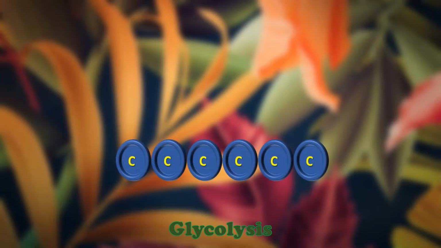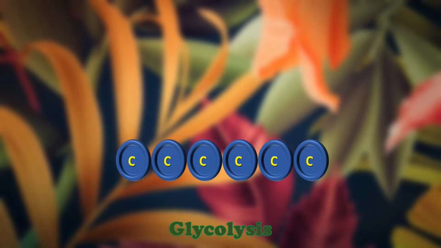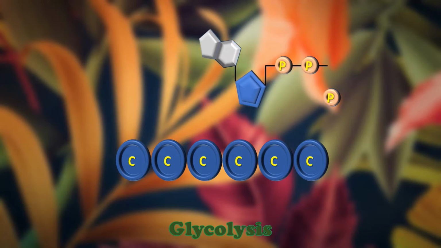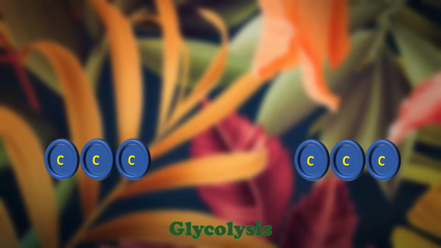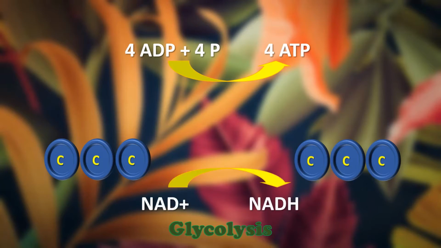During glycolysis, the 6-carbon glucose molecule is broken in half and rearranged to make 2 pyruvic acid molecules. The process requires 2 ATP to get started, but ultimately it produces 4 ATP from ADP and phosphate, and it produces 2 NADH from NAD+. So overall, glycolysis makes 2 pyruvic acid, 2 ATP, and 2 NADH.